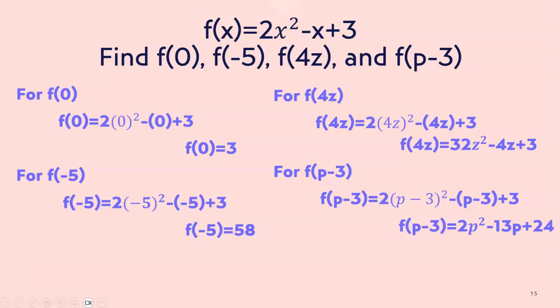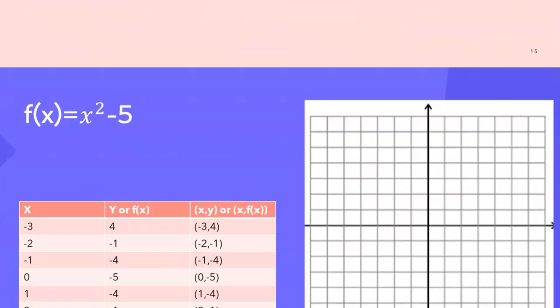And for f of p minus 3, you're plugging in the whole p minus 3 as a value for each x. So 2 times p minus 3 squared minus p minus 3 plus 3. And you're still following order of operations to find your answer, 2p squared minus 13p plus 24.